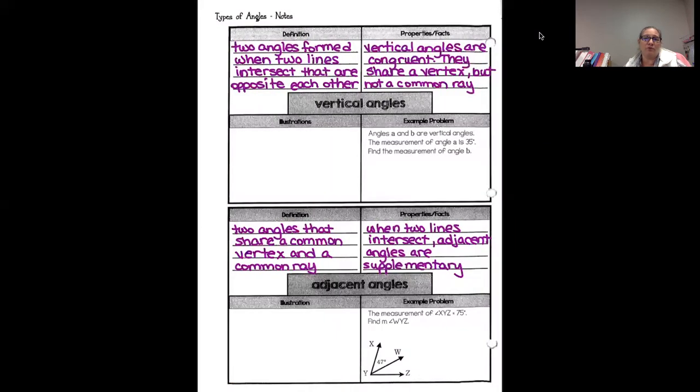Vertical angles are 2 angles formed when 2 lines intersect that are opposite each other. Vertical angles are congruent and they share a vertex but not a common ray. So opposite angles are vertical angles. A and C are vertical angles, B and D are vertical angles. They're also congruent.